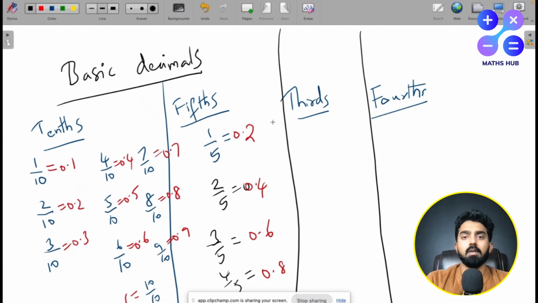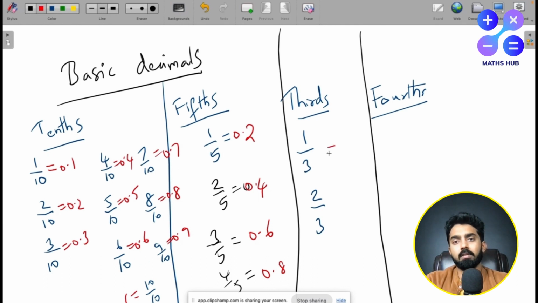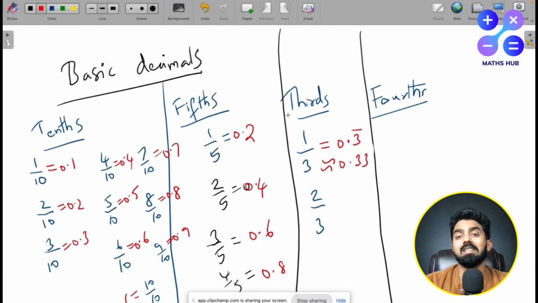And next you have thirds. So you have 1/3, you have 2/3, which would be 0.3 bar, or you can simply say 0.33 for the sake of simplicity of calculations in GMAT. It's actually 0.3 bar, which is an infinite decimal, but you can approximate it to 0.33. Don't approximate it to 0.3 because 0.3 is exactly 3/10. So let's not do that. But you can approximate it to 0.33, which is going to work out for you in GMAT.